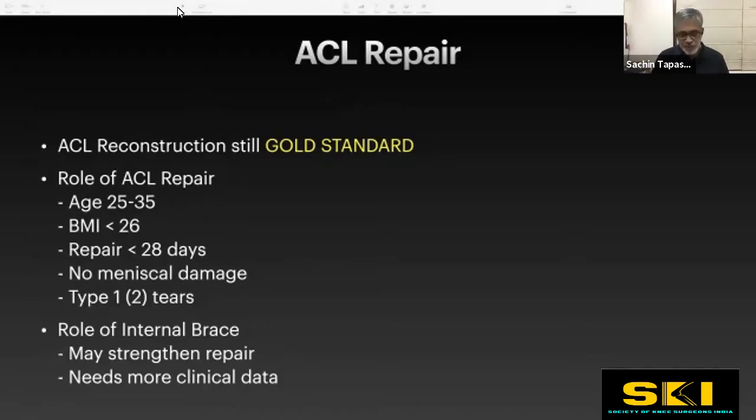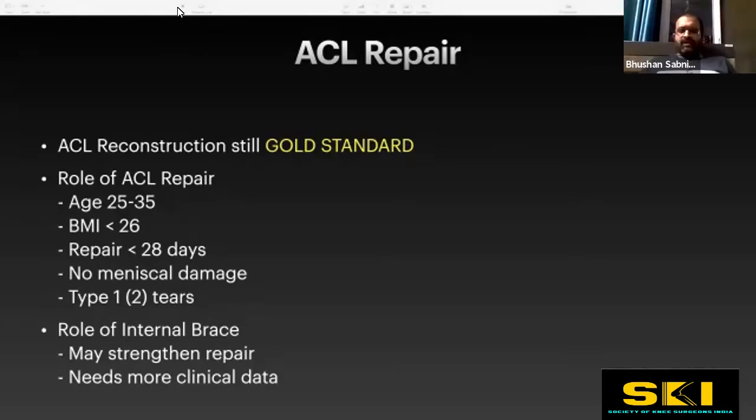Question to Bhushan Sabnis here is that I'm sure he's worked at a couple of centers in the UK where a lot of these repairs have been done. What has been your experience looking at follow-ups, Bhushan, in those particular patient groups? So now we are looking at 5-year follow-ups. I think a paper has been written already, though it's not been accepted yet. And we are seeing almost an 80% success rate at 5 years, which is a good thing.